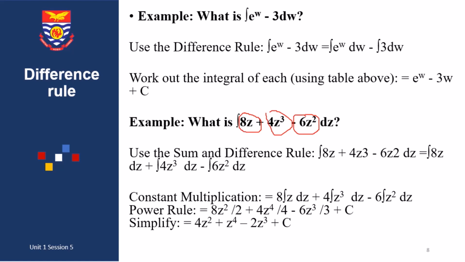So to do that, the constant multiplication of 8 integral z plus 4 integral z cubed minus 6 integral z squared will result into 4z squared plus z to the power 4 minus 2z cubed plus c. So the integral of this function will result into this particular simplified equation or arithmetic.